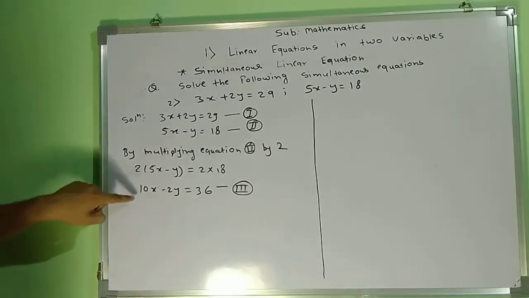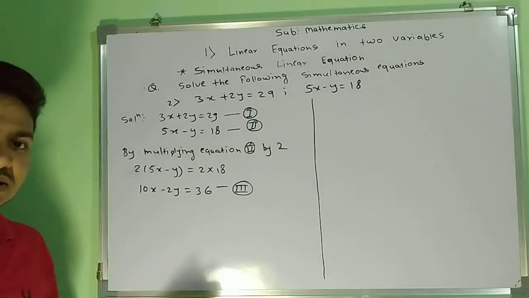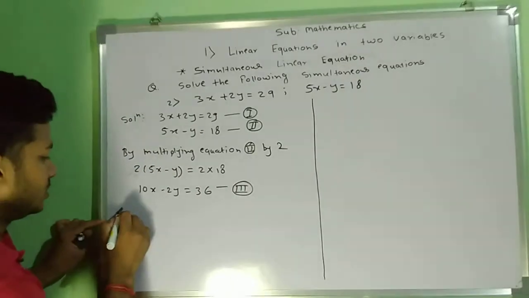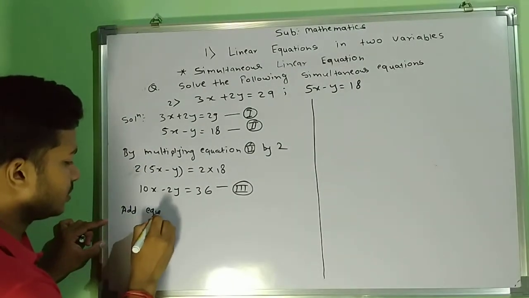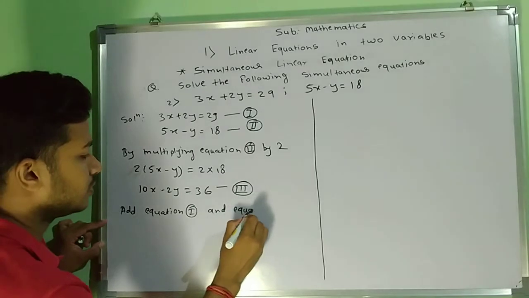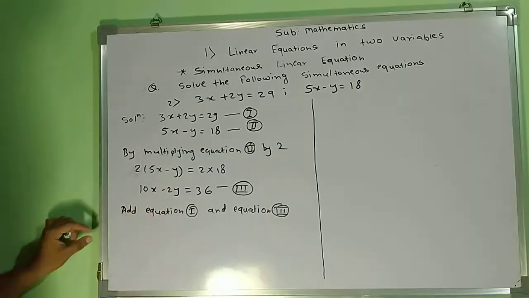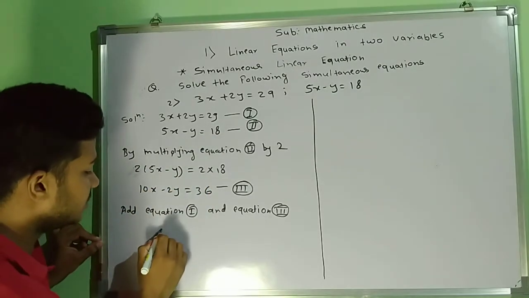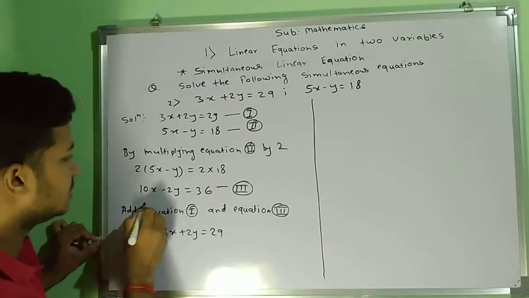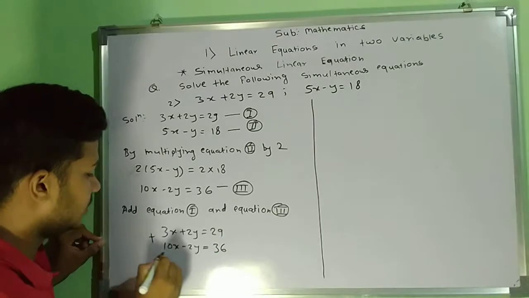Now look at equation 1 and equation number 3. Here we have 2y and here we have minus 2y. So as we had done for the previous example, we will do the same here. We will add equation 1 and equation number 3. So our equation 1 is 3x plus 2y which is equal to 29, and our equation number 3 is 10x minus 2y which is equal to 36. We have to add them.